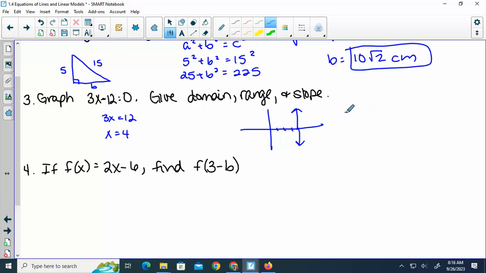What is the domain of that line? 4. Yep, we only hit one x value, we hit 4. What's the range? Negative infinity to positive infinity. And what is the slope? Okay, so graphing lines, we always try to put them in y equals mx plus b form to graph them. If there is no y, then we're looking at a vertical line. If there's no x, we're looking at a horizontal line.